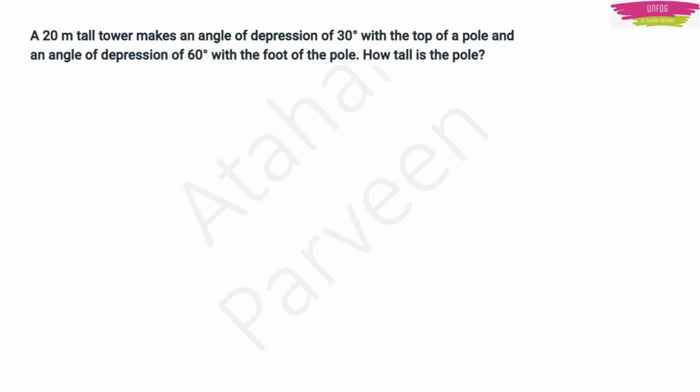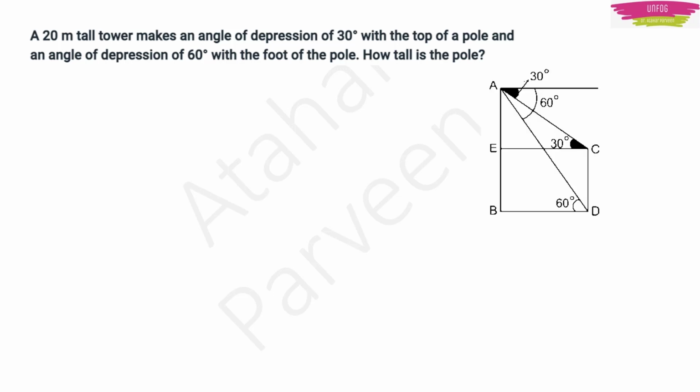Next question. A 20 meter tall tower makes an angle of depression of 30 degrees with the top of a pole and the angle of depression of 60 degrees with the foot of the pole. How tall is the pole? This is very interesting, right? See, the figure will be like this. There is a 20 meter tall tower and it is making an angle of depression of 30 degrees with the top of the pole. Which is the pole? This will be the pole. Then we have to find the height of this pole only. That is the only question.